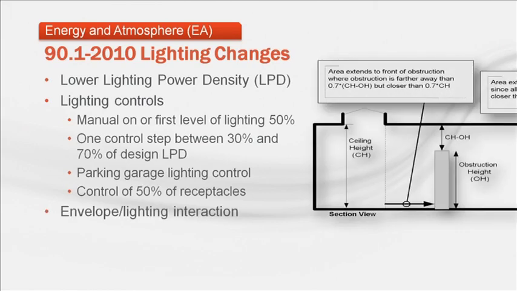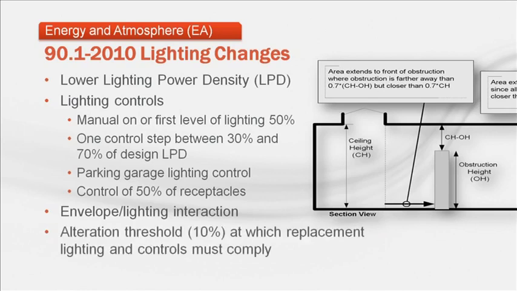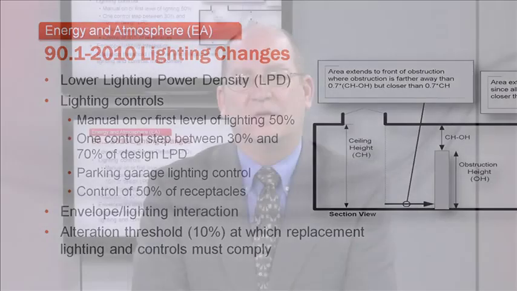For good daylighting, the windows and skylights must be properly placed on the building envelope. An example from the reference manual is shown on the screen. There were also changes to the space area thresholds at which daylighting is required. Now, a pretty major change was that once 10% of the luminaires are replaced during alteration, lighting controls must also be upgraded. There were a significant number of mechanical changes too. We'll touch on a few of the major ones.